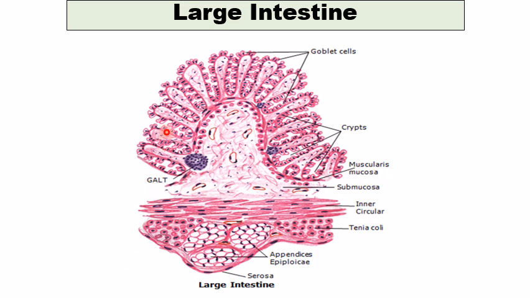Large intestine, wide, deep crypts, many goblet cells. I can see here solitary lymph follicle, taenia coli, inner circular, outer longitudinal, arranged in 3 bundles, the outer longitudinal, and I can see here appendices epiploicae.